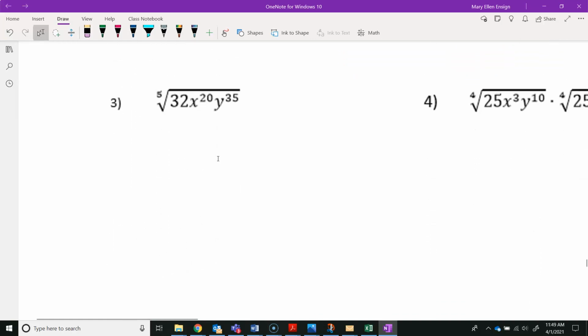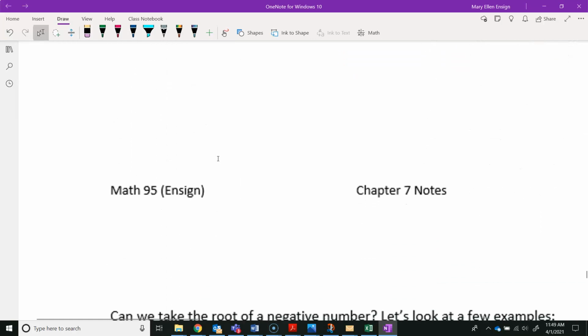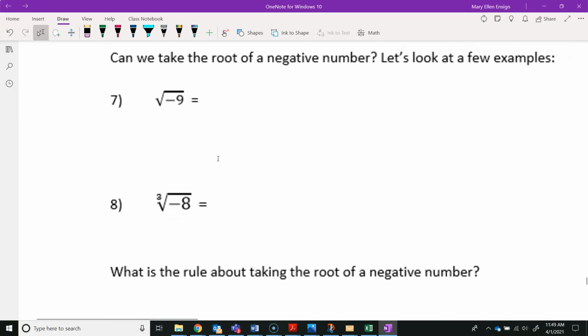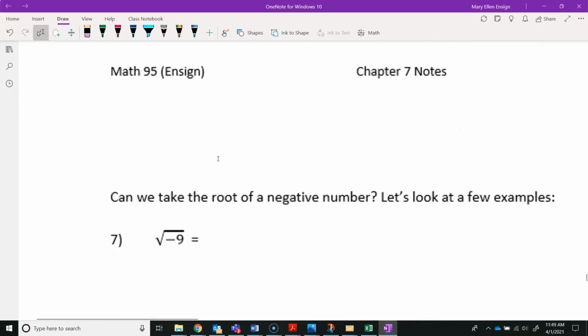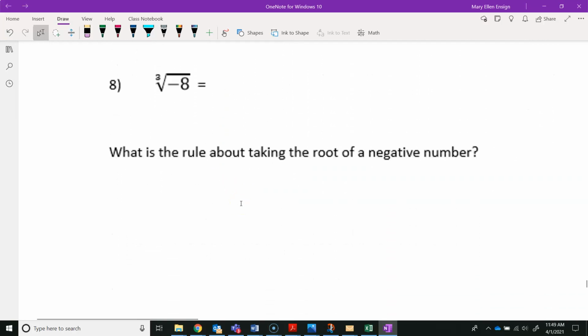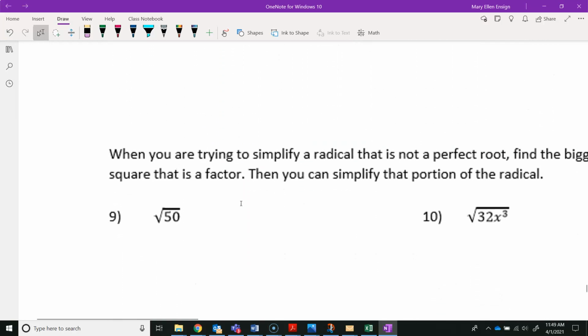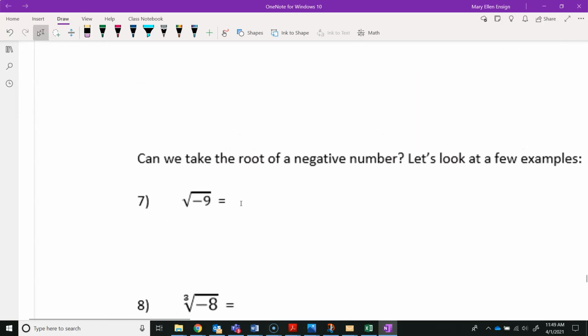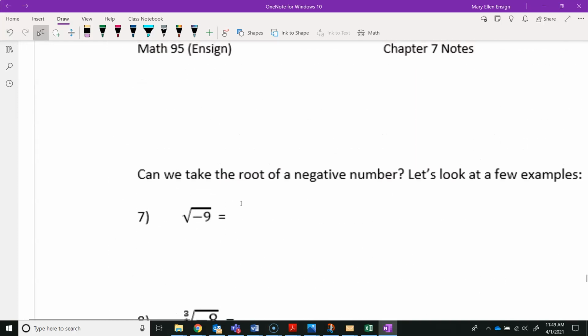Okay, so there's another page here. You can see there are 6 more examples. We're going to get to those in a minute. Let's do this part about the root of a negative number and simplifying these that are not perfect squares, and then we'll go back and I'll encourage you to pause the video, try those other ones on your own, and then I'll have the answers on there.